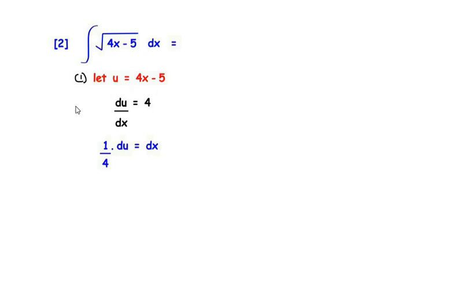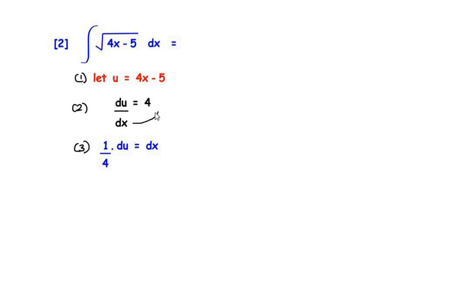Now once we have got this, the second step is differentiating both the sides of the equal to sign with respect to x. So we get du by dx is equal to differentiation of 4x gives us 4 and differentiation of a constant which is negative 5 becomes 0. So differentiation of 4x minus 5 gives us 4. Now step number 3 is making dx the subject.